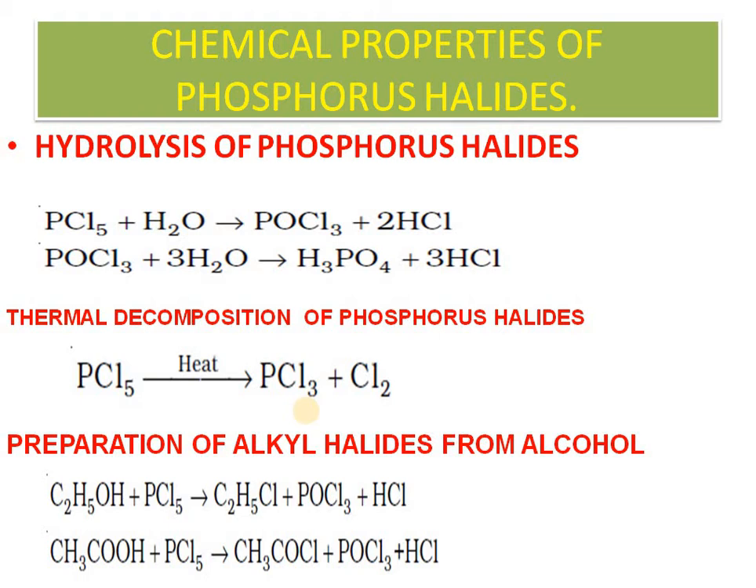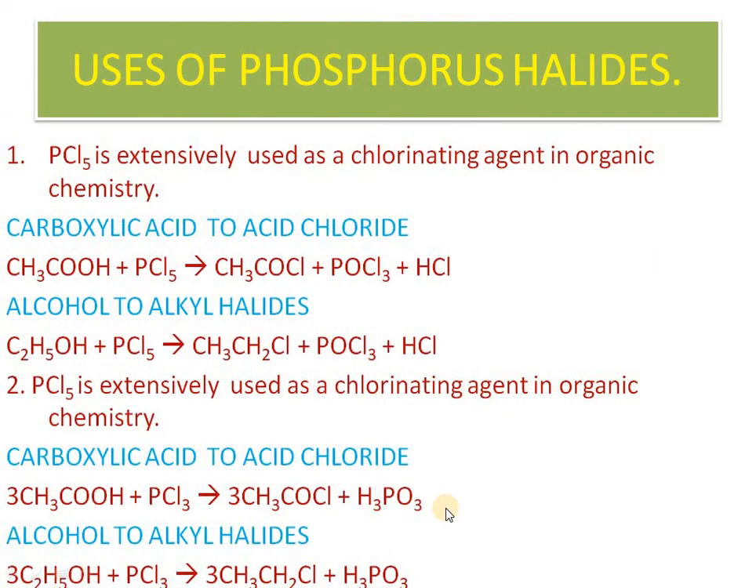Okay. Similarly, alkyl halide we can prepare from alcohol by this reaction. Ethyl alcohol plus PCl5 gives rise to ethyl chloride plus POCl3 and HCl. These are very important reactions in alkyl halide organic chemistry. Now let us talk of the uses. The same thing we are discussing here. We have converted just now carboxylic acid to acid chloride. So CH3COOH plus PCl5 gives rise to CH3COCl plus POCl3 and HCl. And alcohol C2H5OH plus PCl5 gives rise to CH3CH2Cl, POCl3 and HCl. PCl5 is extensively used as a chloride, everything is the same, only the difference is with the byproducts.